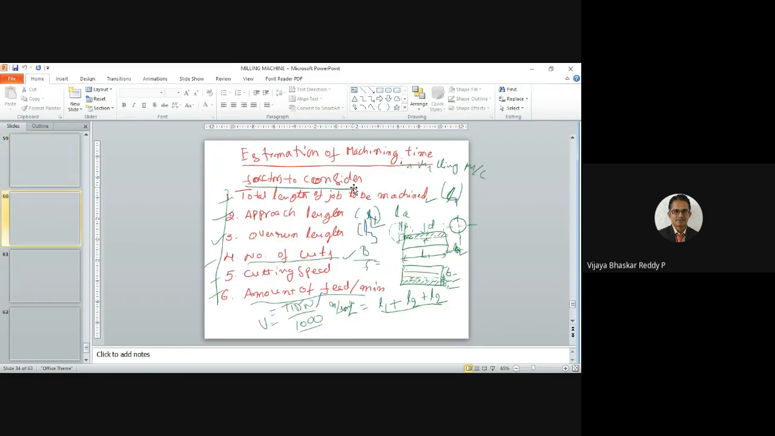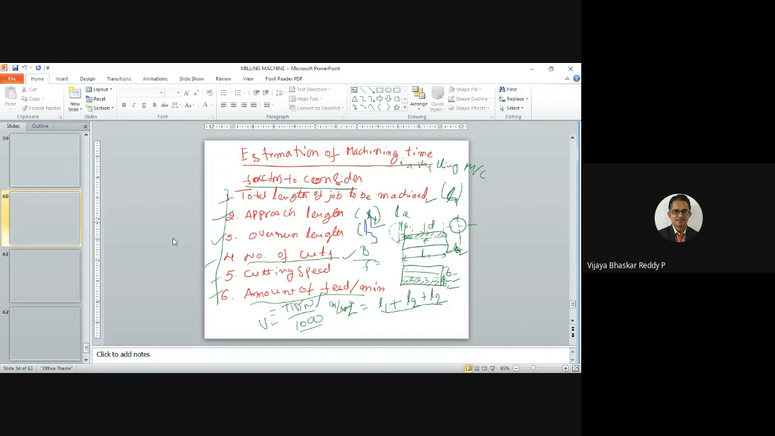And the next one is estimation of machining time. Machining time is also very important for calculation of the production cost. So for estimation of machining time on a milling machine, what is the general scenario that we are following? The total length of the job to be machined.